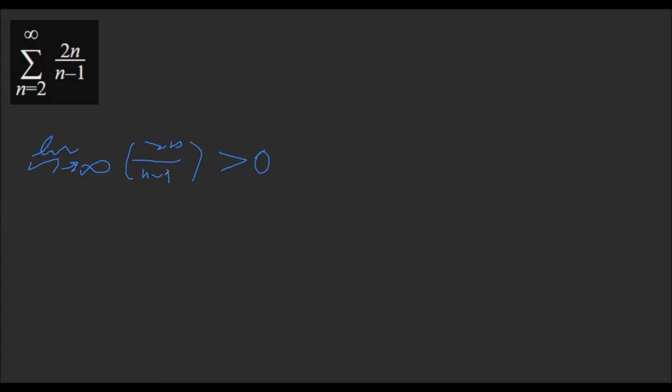And this is because we try to find the variable with the highest degree or greatest exponent. Now, in that case, these are both equal. And so what we do then is we just divide the coefficients, and that happens to be equal to 2. So 2 is greater than 0, and therefore the infinite series as n equals 2 to infinity of 2n over n minus 1 diverges by the nth term test.